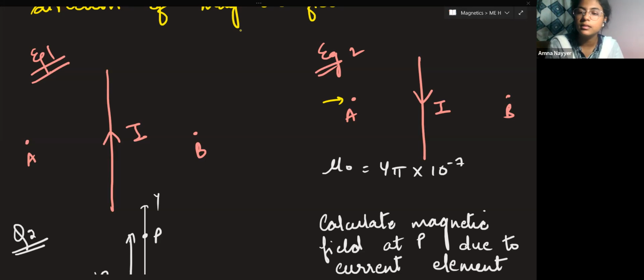Apart from Madiha, Madiha has given the correct answer. The others also try. Keep all your fingers in the direction of flow of current and curl your fingers towards a point. Like if this was the current, I curled it towards a point. Thumb gave me the direction of magnetic field. Like this. Do it for this A part.